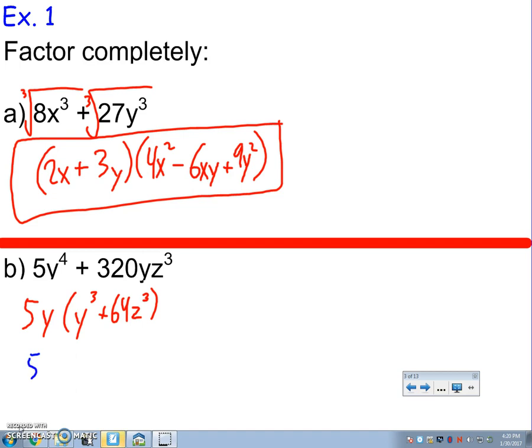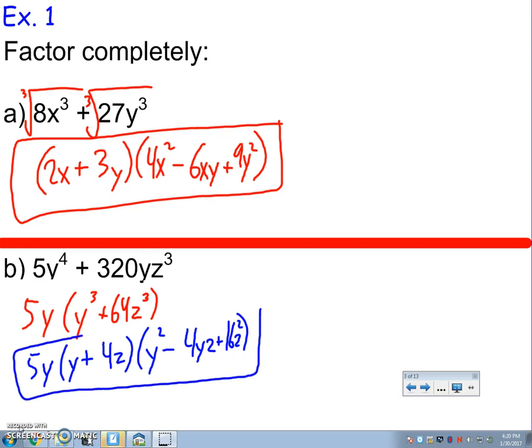So I'm going to cube root both of them. Alright, the cube root of y cubed is y. The cube root of 64z cubed is 4z, because 4z times 4z times 4z is 64z cubed. Square the first thing, multiply them, so 4yz. Square the last thing, 16z squared. Alright, and then the signs for SOAP, same, opposite, always positive. There's my answer.